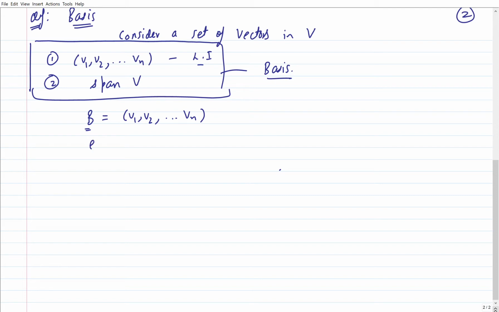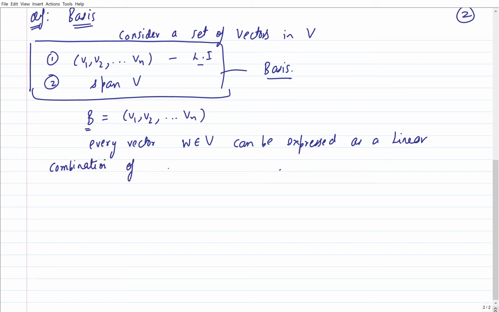And every vector belonging to the vector space can be expressed as a linear combination of elements of V. So I'll have for any vector W belonging to the vector space, I have this expression. And not only that, this is unique.